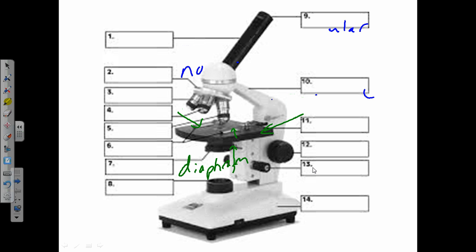Another couple of pieces I want to point out to you are the big focusing knob, called the coarse adjustment knob, and then the smaller focusing knob, called the fine adjustment knob.